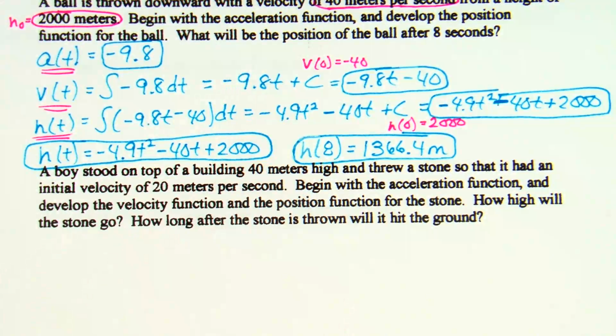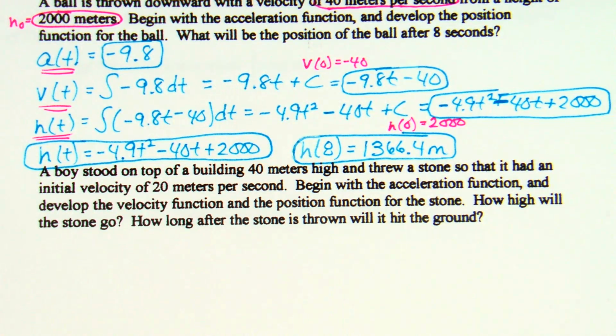Okay. A boy stood on top of a building 40 meters high and threw a stone so that it had an initial velocity of 20 meters per second. Begin with the acceleration function, develop the velocity function and the position function for the stone. How high will the stone go? How long after the stone is thrown will it hit the ground? So he's throwing it up?